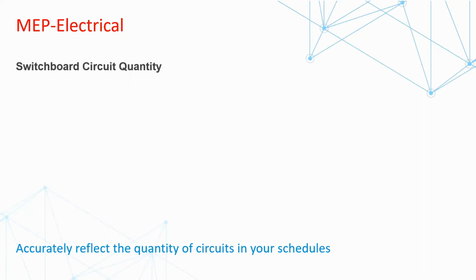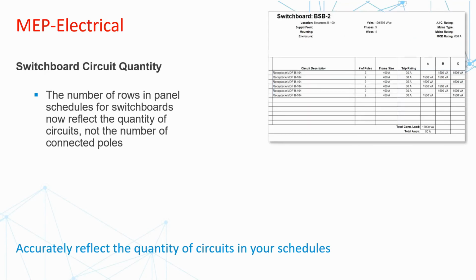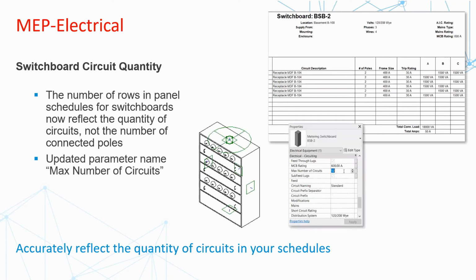If we talk about the switchboard and circuit quantities, the number of rows in a panel schedule for switchboards now reflects the quantities of the circuits, not the number of connected poles. So you'll see there in your schedules, you have that number of rows and quantities. We have updated parameter naming, max number of circuits. This used to be called max number of poles. And you'll see when you select it, you can now choose your max number of circuits towards your switchboard or your DB panels. So it accurately reflects the quantity of circuits in your schedule as well.